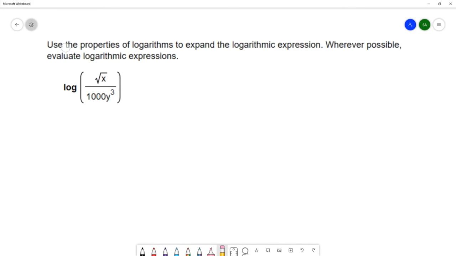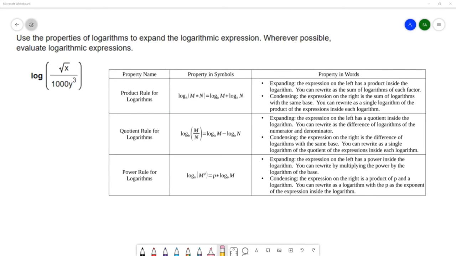In this question, we want to use the properties of logarithms to expand the logarithmic expression. Whenever possible, evaluate the logarithmic expressions. So since we want to expand the logarithmic expression, we're going to use some properties associated with logarithms.